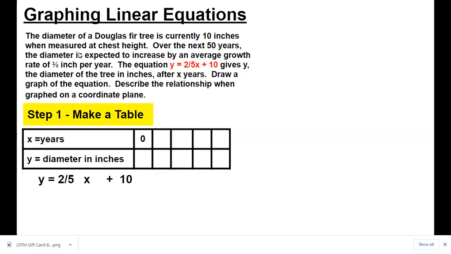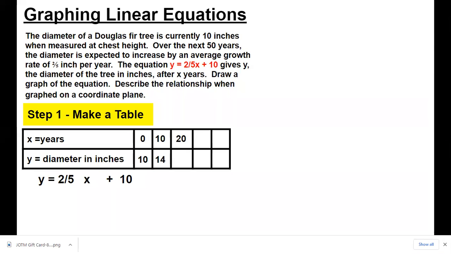So we'll start with 0. Plug 0 in for x. 2/5 times 0 is 0 plus 10. Y is going to be 10. So if no time has gone by, the tree is currently 10 inches. If 10 years have gone by, we're going to plug that in for x. 2/5 times 10 is going to give me 4 plus 10, or 14 inches.